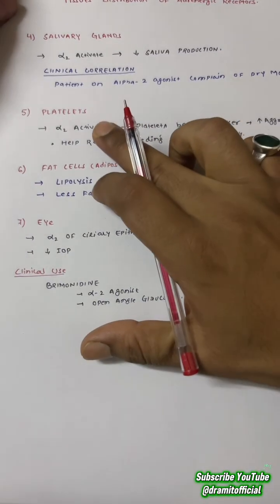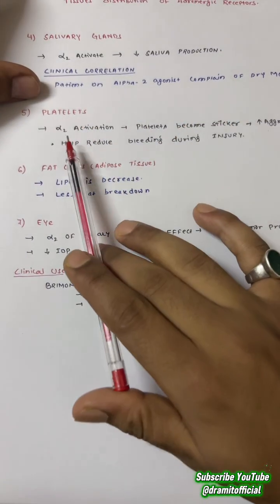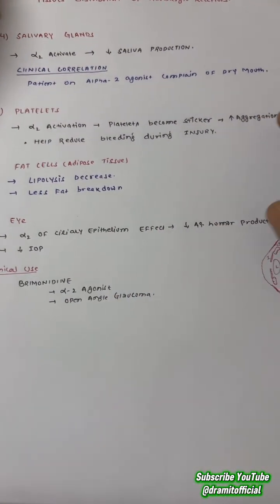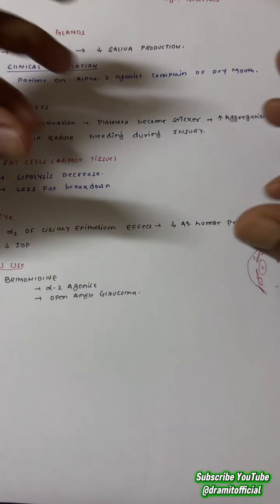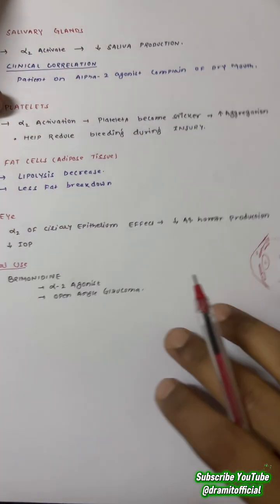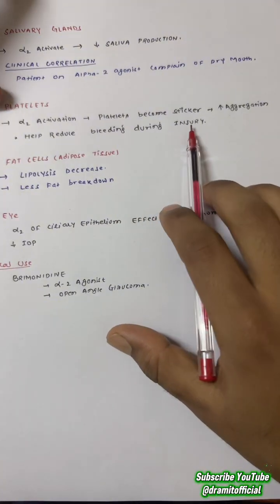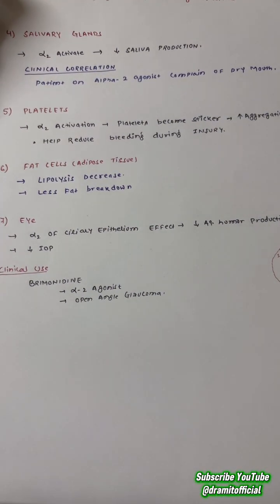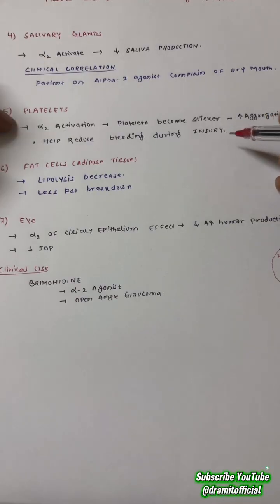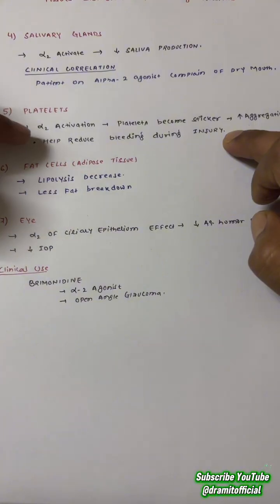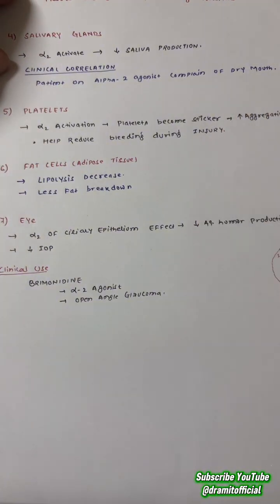Now let's see how alpha 2 acts on platelets. When alpha 2 gets activated on platelets, the platelets become more sticky. When they become more sticky, they start aggregating with each other and form bigger aggregations, and it will help to reduce bleeding during injury. That's why whenever there is a cut or any injury in our body, sympathetic activation occurs, and that sympathetic activation causes alpha 2 activation and platelet aggregation, so that the bleeding will stop.